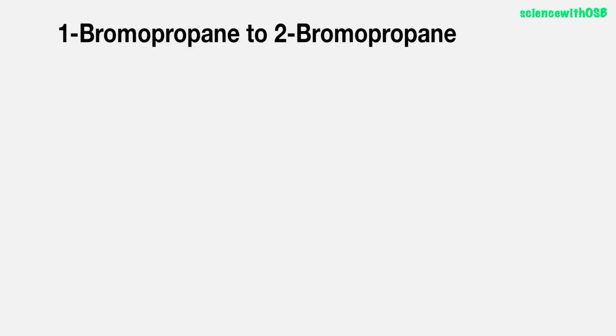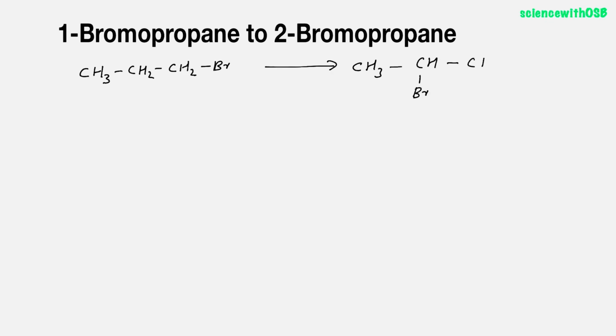1-bromopropane to 2-bromopropane. First, we can draw the structures of the reactant and product. So 1-bromopropane means what? CH3, CH2, CH2, Br, right? And 2-bromopropane is what? CH3, CH, Br, CH3. Correct, right?